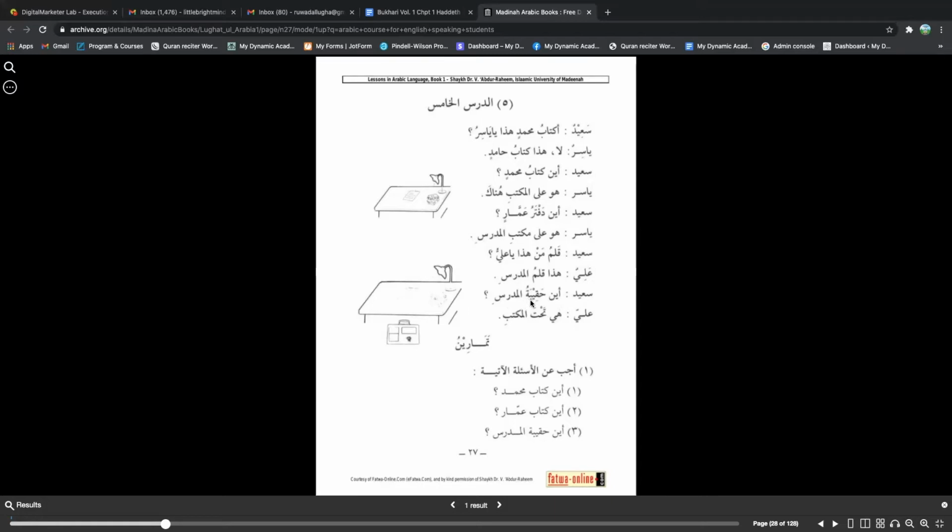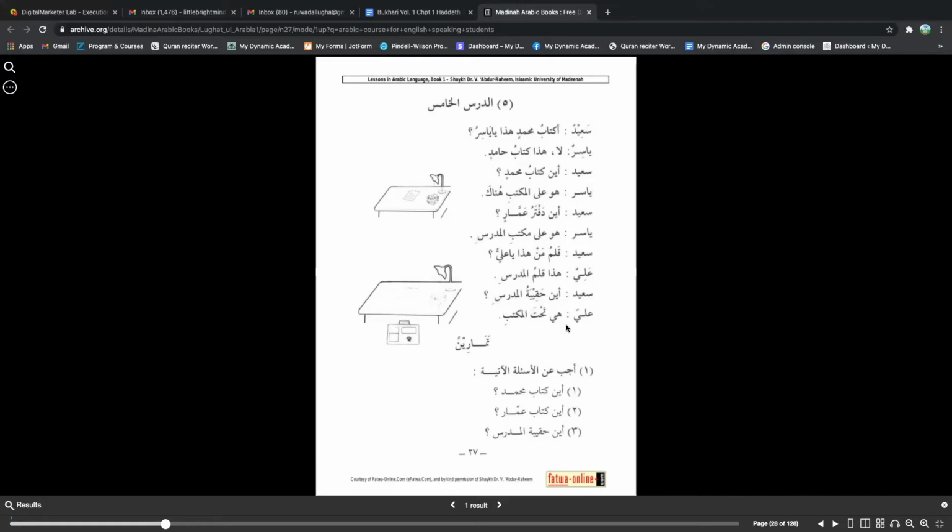So haqiba, once again, is mudaf, and mudarris is mudaf ilayhi. Since it's mudaf, we have to get rid of one of the dhammas, so it can't be haqibatun. It becomes aina haqibatu, where is the bag? The haqiba, the book bag, it could be like a bag or a suitcase. Aina haqibatu al-mudarrisi. Mudarrisi, because it's in the idafa construction. It is mudaf ilayhi, so it becomes majroor.